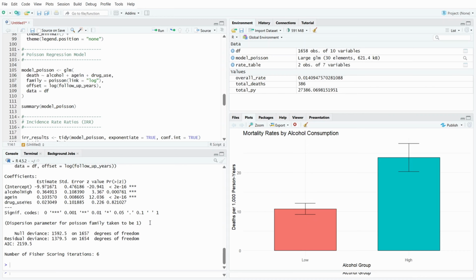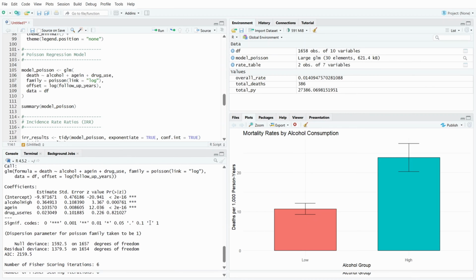So to sum up, higher alcohol use and older age are both clearly associated with increased death rates, while drug use does not appear to have a meaningful effect in this model.